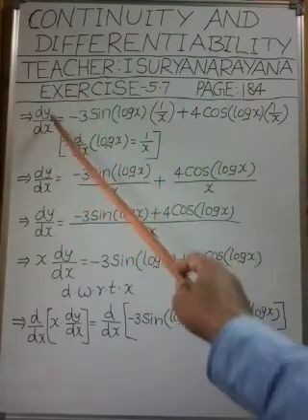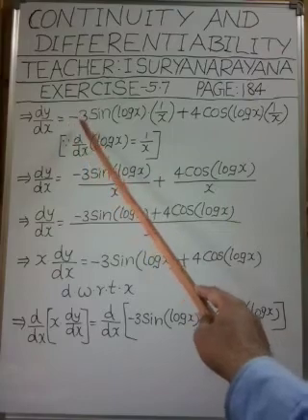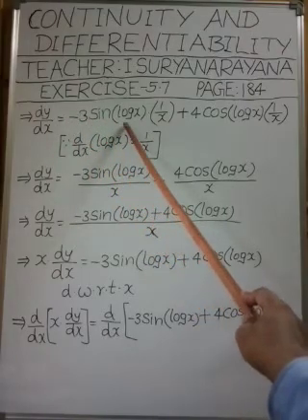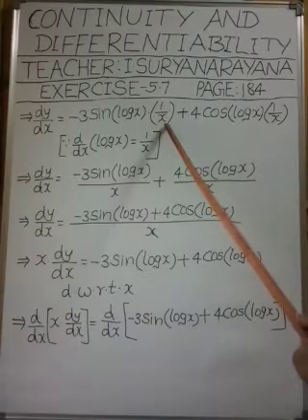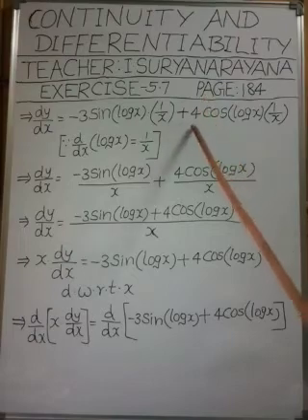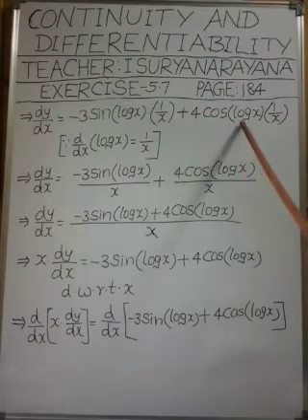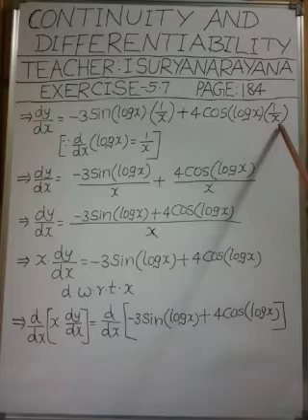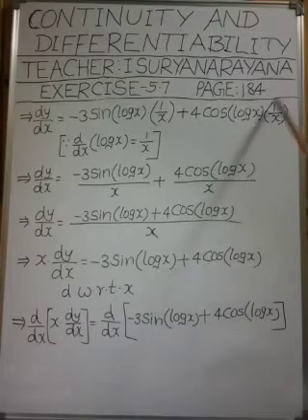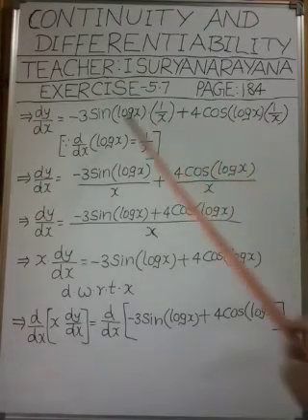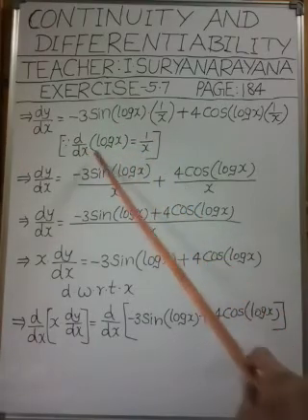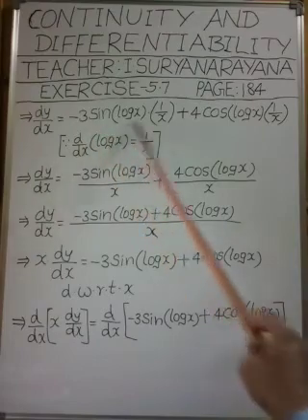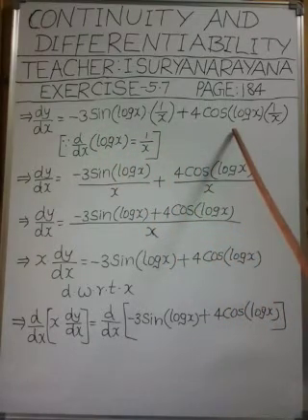This implies dy by dx is equal to minus 3 sin of log x into 1 by x, because d by dx of log x value is 1 by x. Understood this part, my dear children? Right. Come to the second term, plus 4 cos of log x into, here also d by dx of log x value is 1 by x. Understood this term also, my dear children? Right. Because d by dx of log x is equal to 1 by x. By using this formula, we got this step. Understood this step, my dear children?